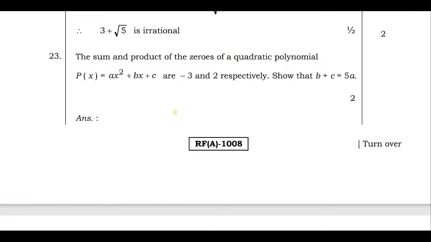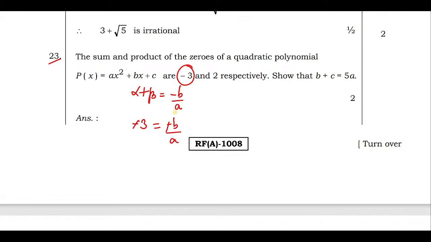Here, the 23rd question: the sum and product of zeros of a quadratic polynomial ax square plus bx plus c are minus 3 and 2 respectively. Show that b plus c equals 5a. That means sum of zeros alpha plus beta equals what? Minus b by a, right? Now what is the sum of zeros? It is minus 3. Minus 3 equals minus b by a.